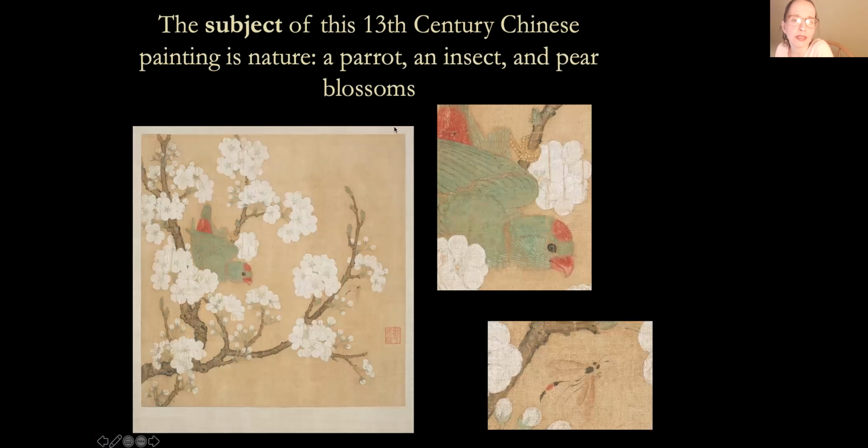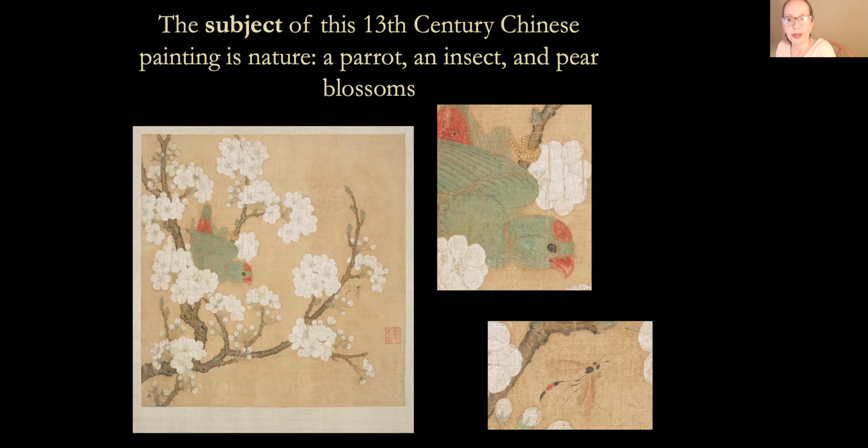The subject of this 13th century Chinese painting is nature: a parrot, an insect, and pear blossoms. So once again, we look at this parrot, which is rendered in very fine detail. And here, I should have had arrows, is an insect, and that insect is right here. Obviously, we see the parrot.